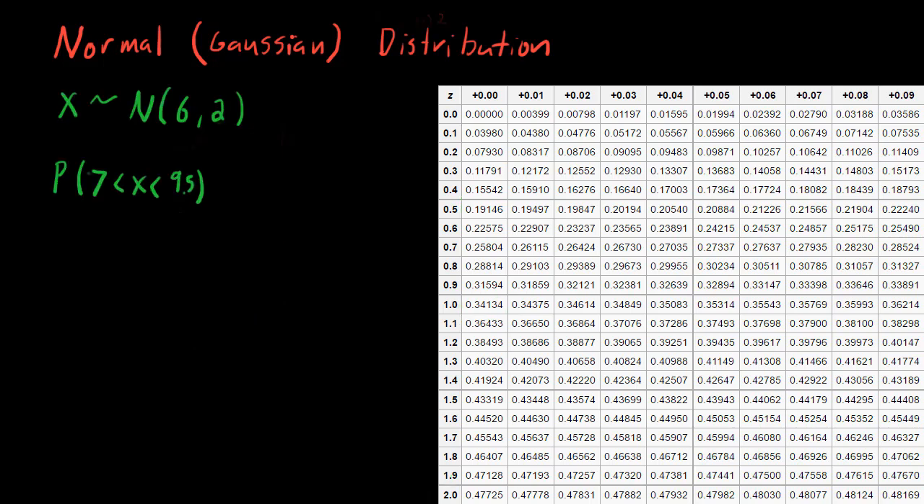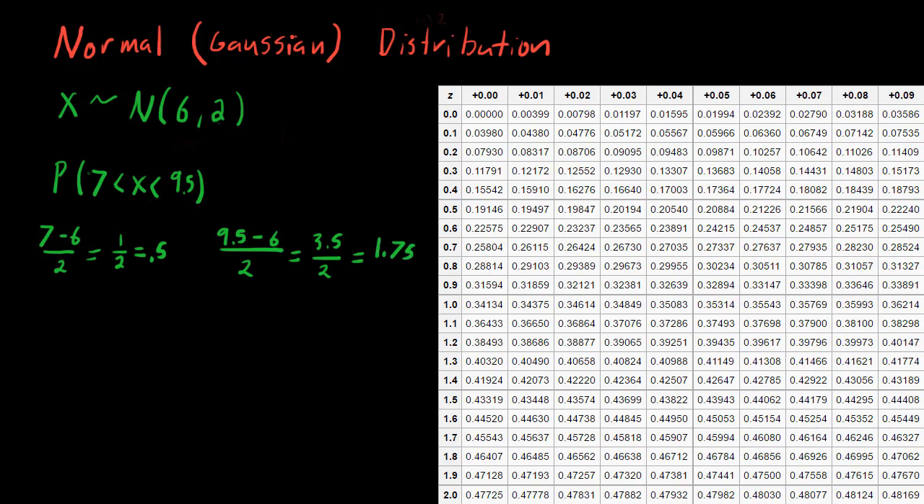So for our next example, let's try to find the probability that x is between 7 and 9.5 if x is distributed normally with a mean of 6 and a standard deviation of 2. So first, we're going to find our z-scores for 7 and 9.5. So we have 7 minus 6 divided by 2 is equal to 1 over 2 is equal to 0.5. And then we have our 9.5 minus 6 over 2, which is equal to 3.5 over 2, which is equal to 1.5 plus 0.25, so 1.75.